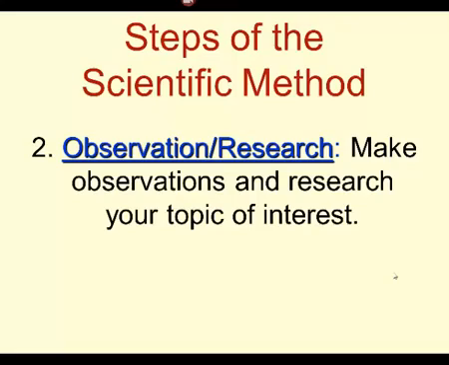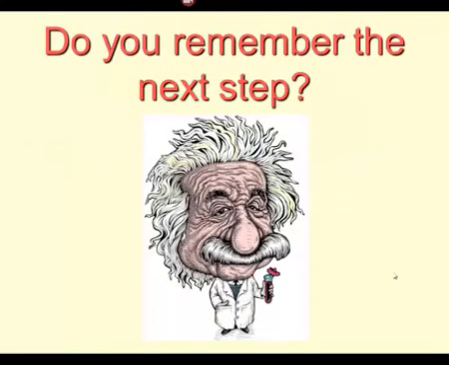Maybe you come up with a question that pertains to why certain plants grow faster than other ones. In that case, you're making some type of observation of a natural occurrence, and then you might test that idea that you have, or test that observation that you've made. So the next step, think about it real quick. Do you remember the next step to the scientific method?